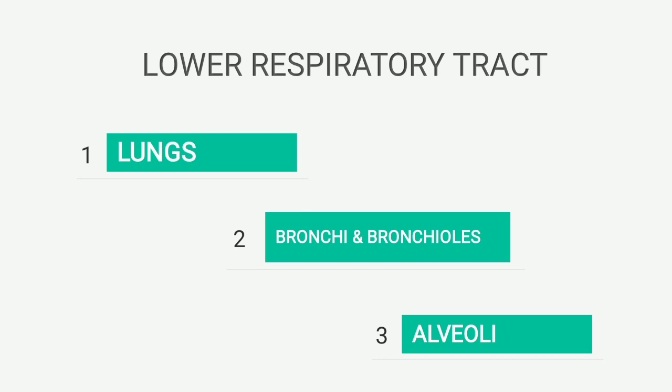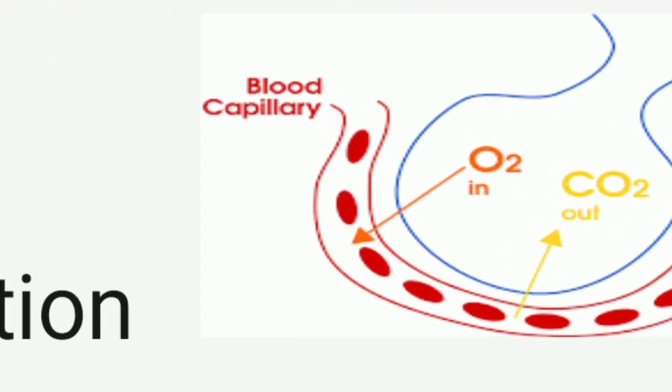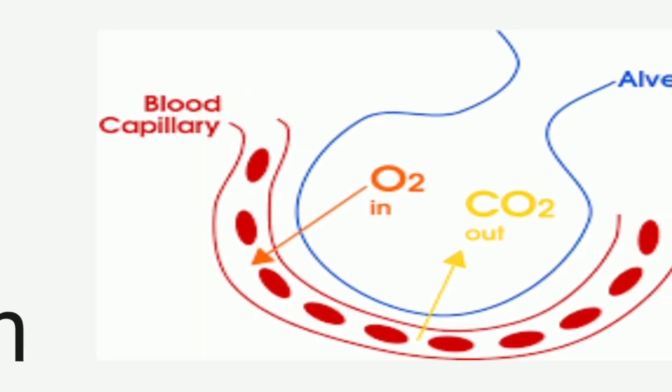Before we start with the organs, let's discuss the functions of respiratory system. First is gas exchange. It occurs in the lungs. Our body needs oxygen to live and it needs to throw the CO2 out of the system. This gas exchange occurs in the alveoli of the lungs as shown in this diagram.